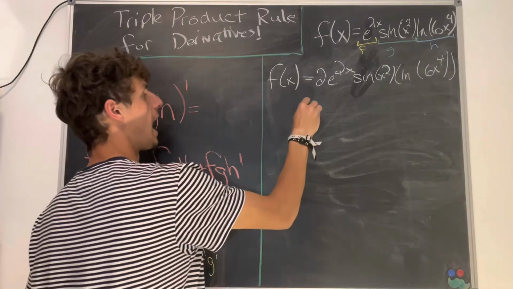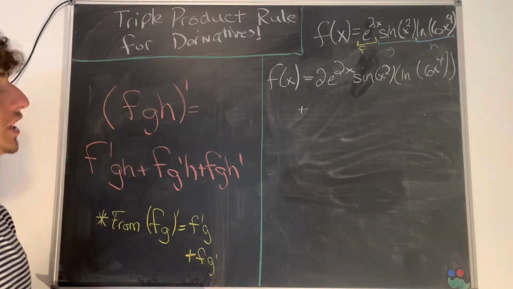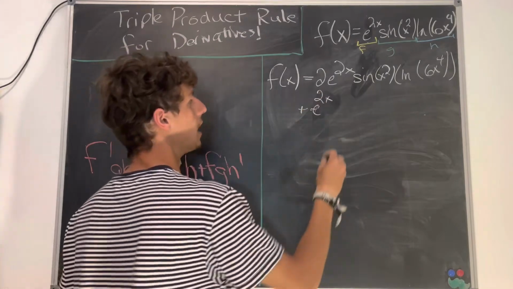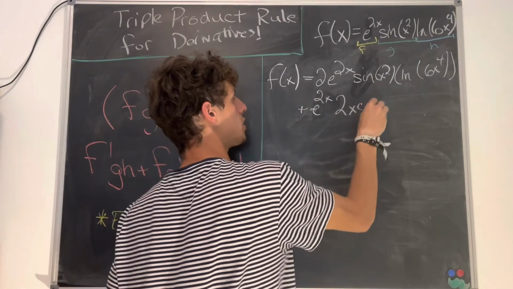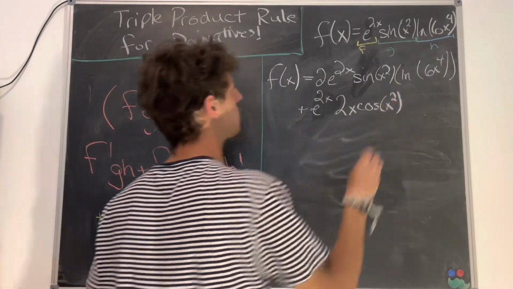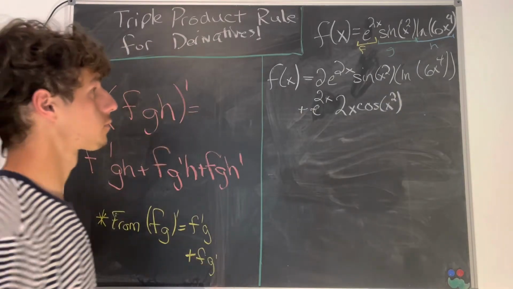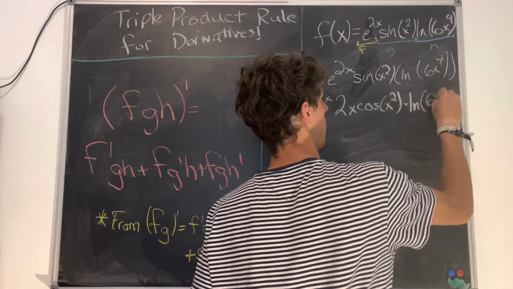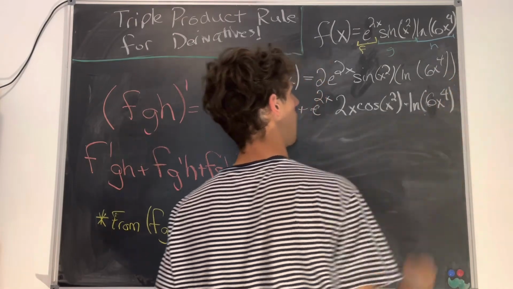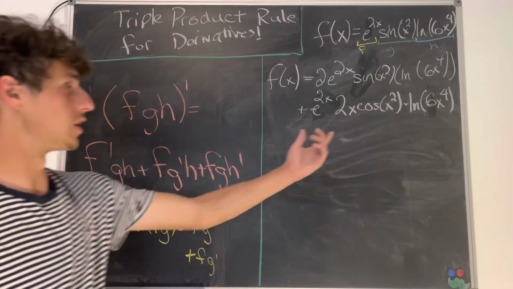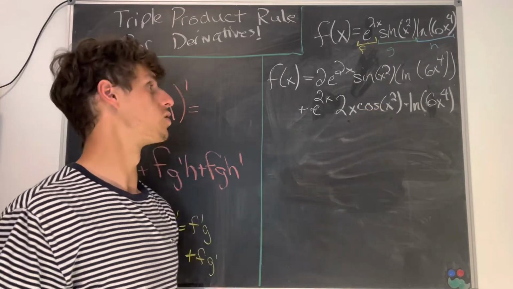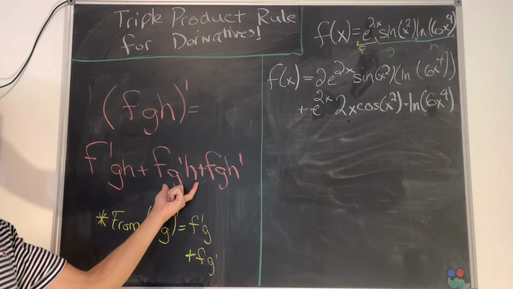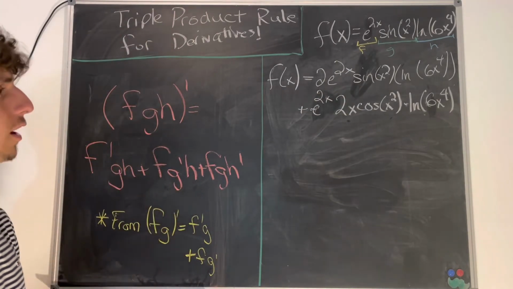But now we need to add, where we take the derivative of g and leave f and h alone. So that's going to be e to the 2x times 2x cosine of x squared. That's the derivative of g times the natural log of 6 times x to the 4th. That is h. So this part right here, 2x times cosine of x squared, that is the derivative of g here, which is this part of our triple product rule that we have in red over here.